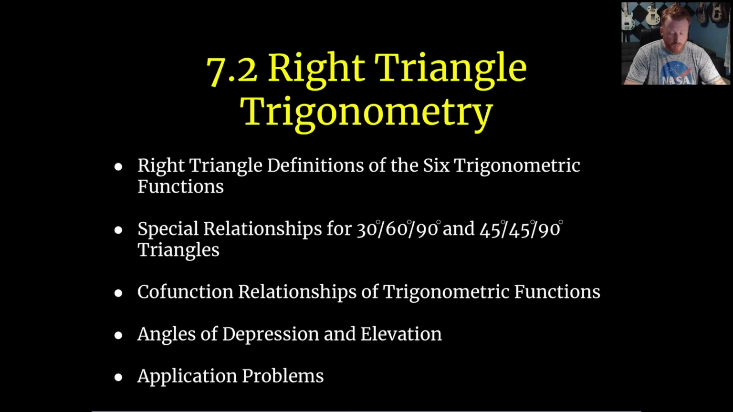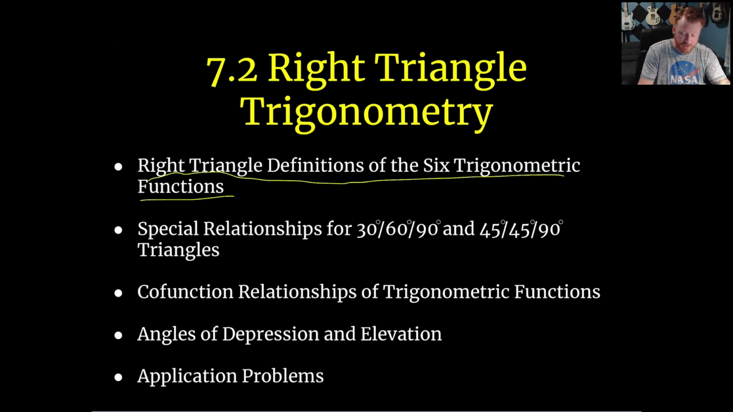Today we're going to be covering right triangle trigonometry. So we're going to be looking at the right triangle definitions for all 6 of the trigonometric functions. There's different ways that we could define them. We'll look at the unit circle next, but for right now we're going to look at how we can define these new trig functions using the right triangle.